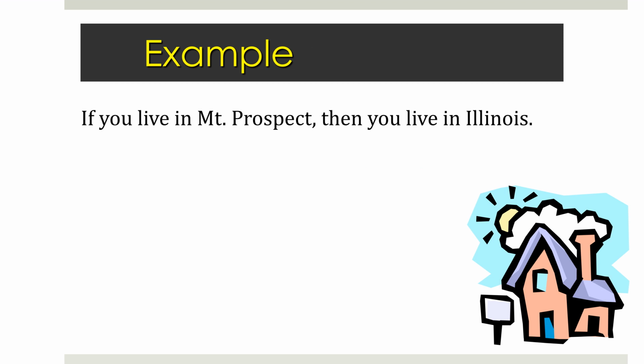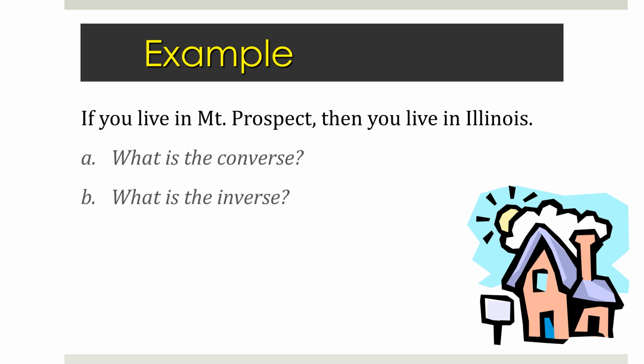If you live in Mount Prospect, then you live in Illinois. That'll be our conditional. What's the converse? If you live in Illinois, then you live in Mount Prospect. What's the inverse? If you do not live in Mount Prospect, you do not live in Illinois. And lastly, what's the contrapositive? Good. Okay. Now notice we haven't talked about true or false yet.